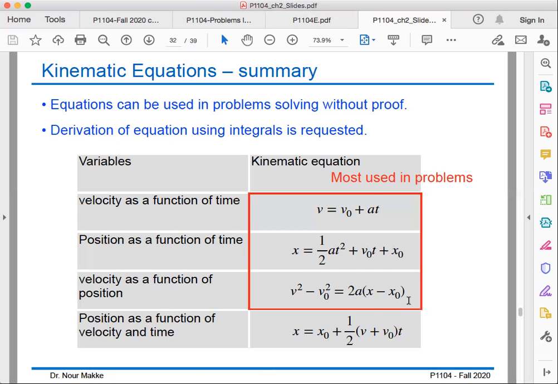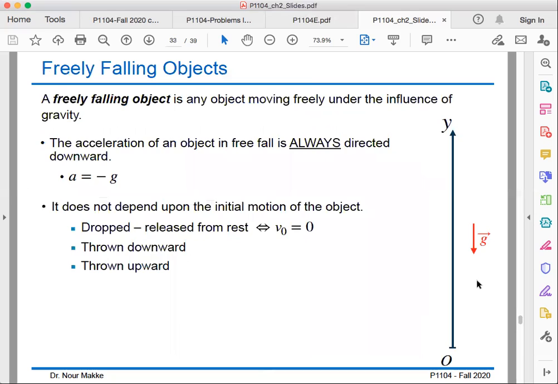Now, there is another equation, a fourth equation, which gives the position as a function of the velocity and the time, which can be written like this. So x is equal to x0 plus half v plus v0 multiplied by t. We did not show this equation. We can actually make a reasoning to understand it, but usually this equation is not very much used. The most used equations in the problems are those in this red box. So we are going to continue with the free falling objects.